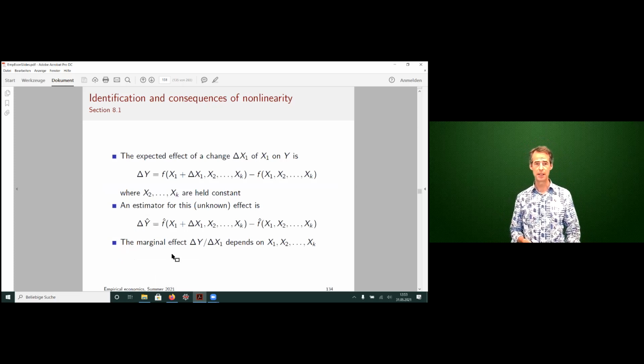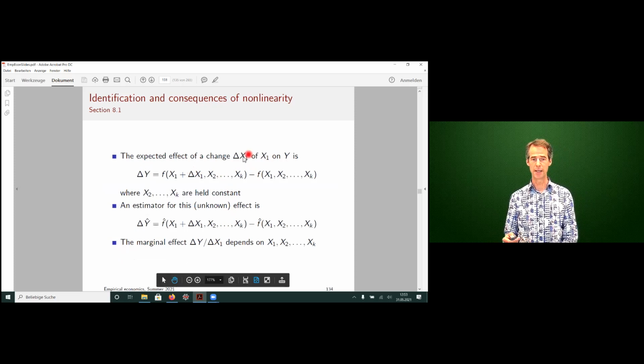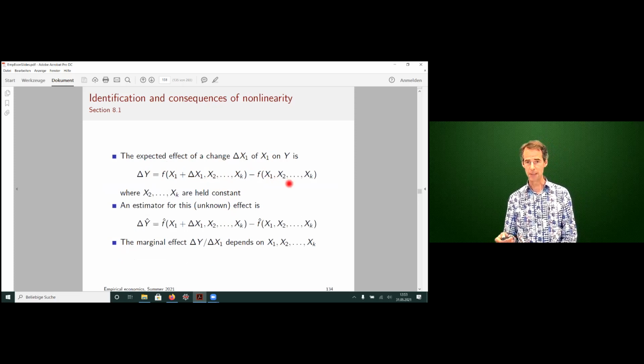So the expected effect of a change in the first regressor on the endogenous variable can be written in this way here. So we have the expected value of y before the change. That's really just what is stated in the definition of the nonlinear regression model. This is the expected value of y given all the regressors before the change of the first regressor. And then we compare that to the expected value of y after the change in the first regressor, keeping constant all the other regressors.